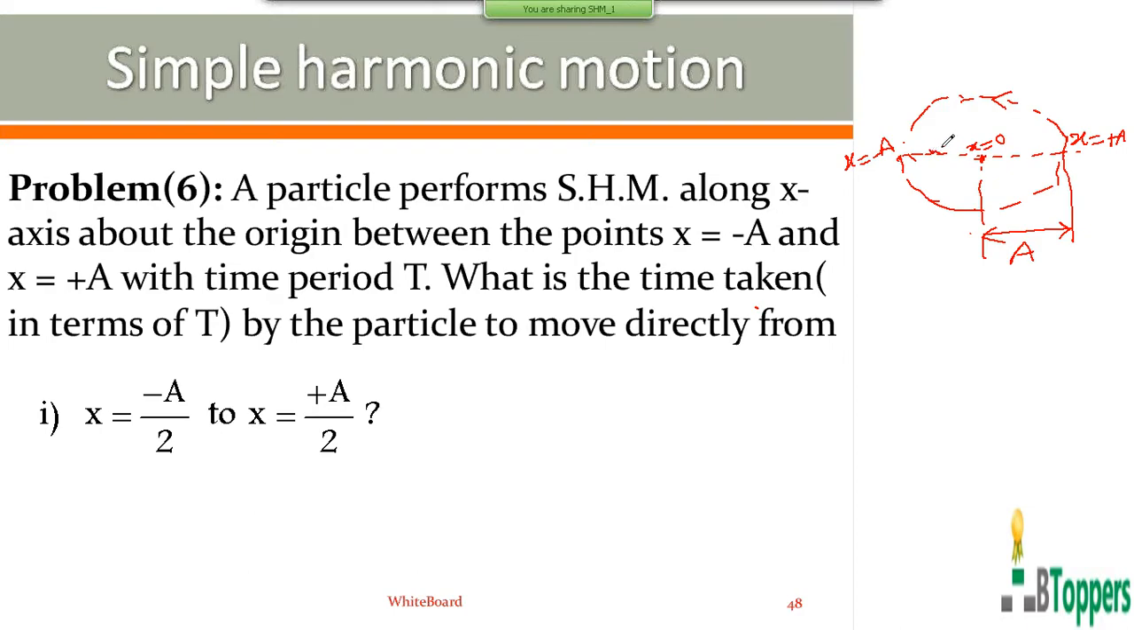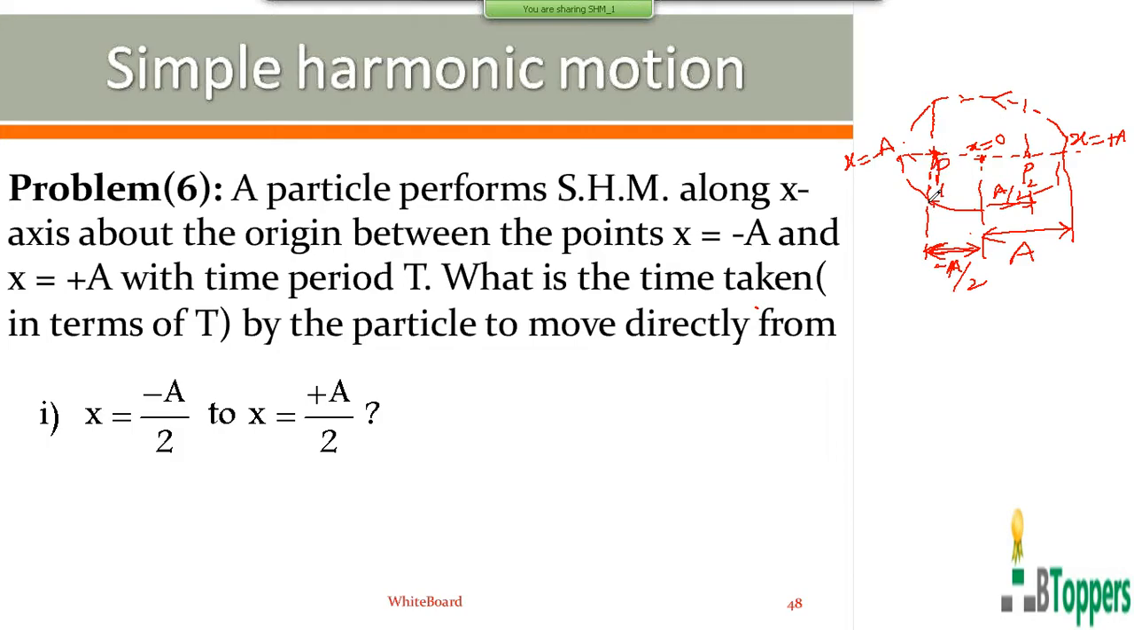You have to find the time taken by the particle performing SHM to move from the point where x equal to minus A by 2 to the point x equal to plus A by 2. Let P1 be the position of the particle at x equal to minus A by 2 and P2 be the position of the particle at x equal to plus A by 2. So we are asked to find the time taken to move from this point P1 to P2.